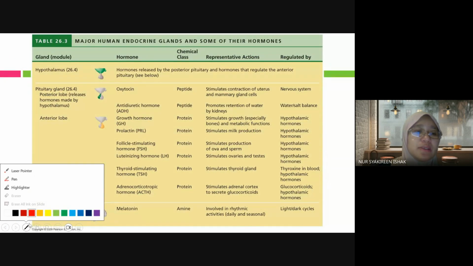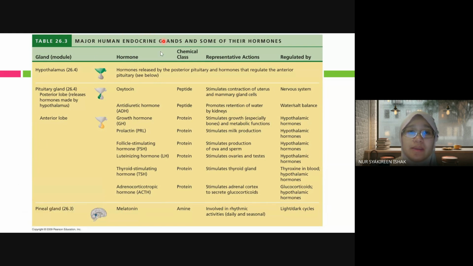So you just go through this table, right? To look at the different glands, the type of hormone each secretes, and then the function, the action of that hormone, and how it is regulated. For example, if we look at the anterior pituitary, you have the hypothalamus. We have looked previously at the location of the hypothalamus.